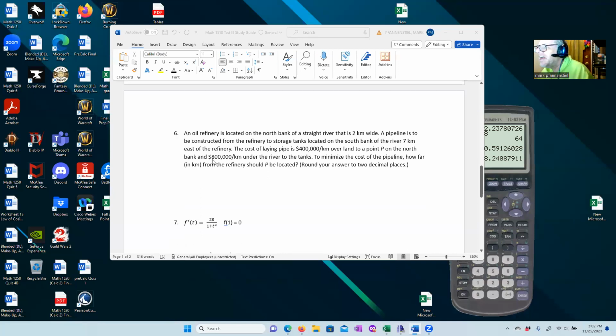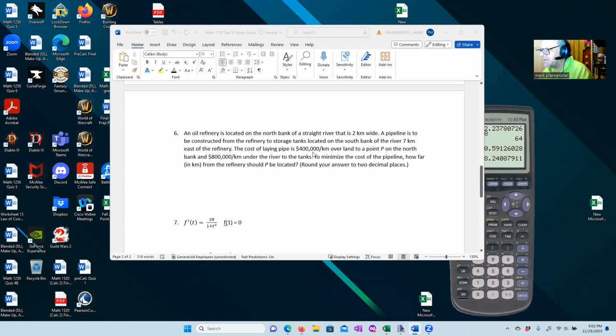We are looking at test 3 prep, and we are going to take a look at this problem here. We have an oil refinery located on the north side of a straight river that is 2 kilometers wide. The pipeline is to be constructed from the refinery to a storage tank, which is located on the south bank of the river, 7 kilometers east of the refinery.